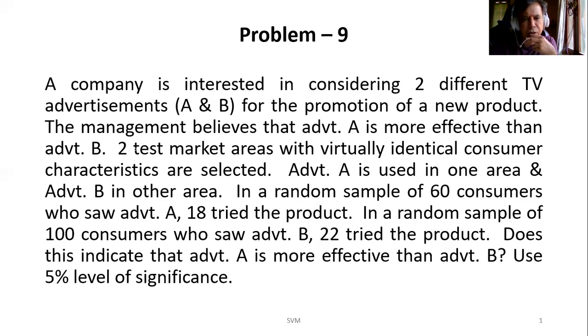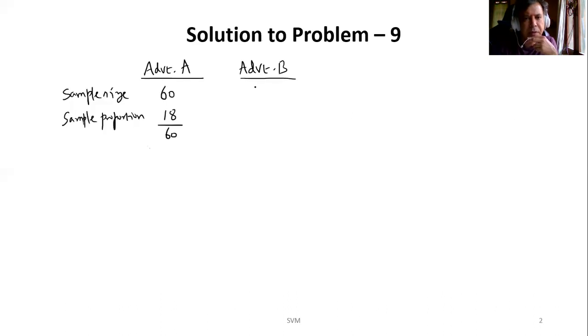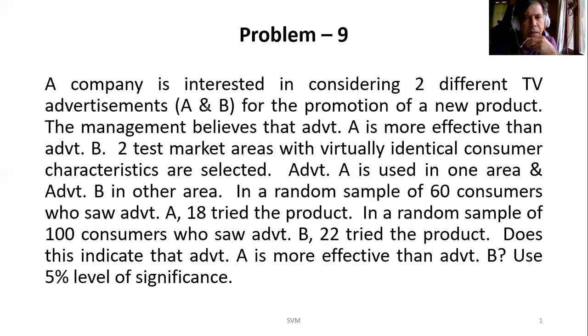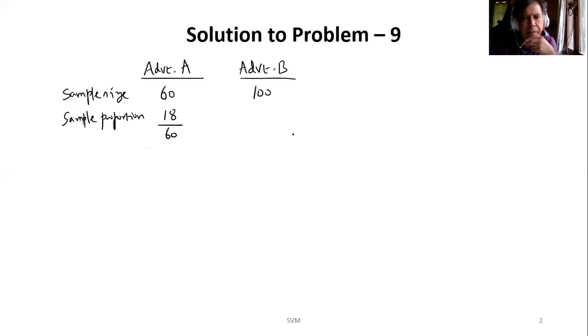In a random sample of 100 consumers for advertisement B, this is 100, and out of 100, 22 tried the product. So this becomes 0.22. This is sample proportion 2. So I will say P2 cap. This is 18 by 60, 3 by 10, so it is 0.3. This is our P1 cap. This is N1. This is N2.